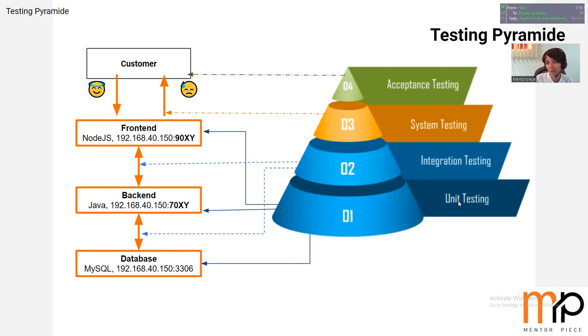Because here, if we found some defect in this little piece of code, to fix it, some developer will need like 1 or 2 hours. But if we find the same defect on this stage, we have this price, maybe 10 times more than here.